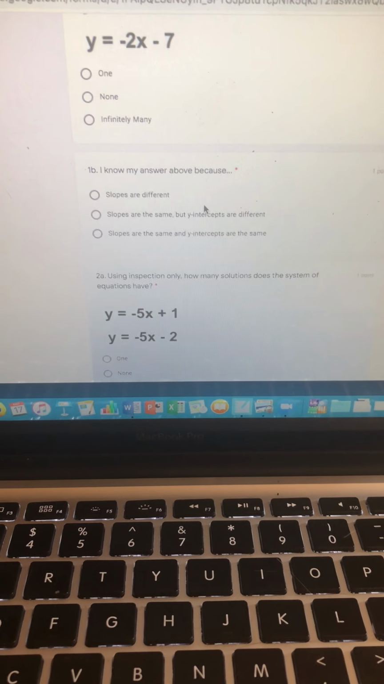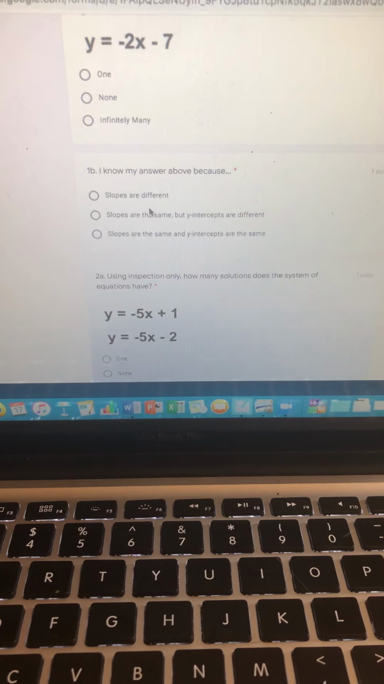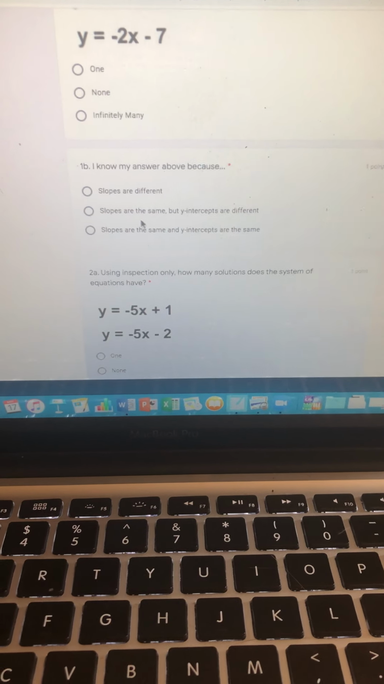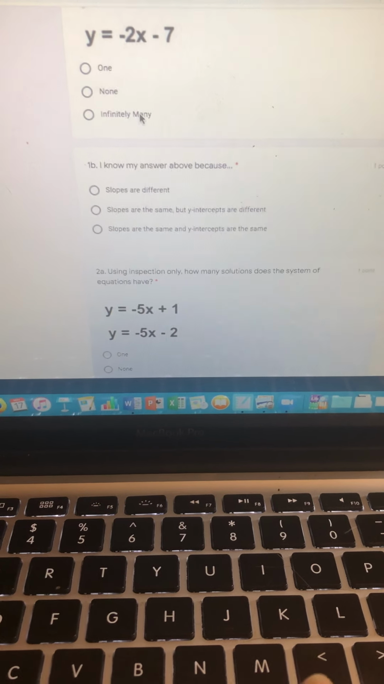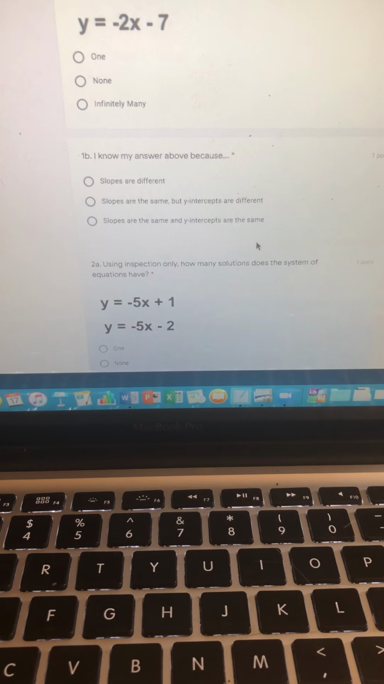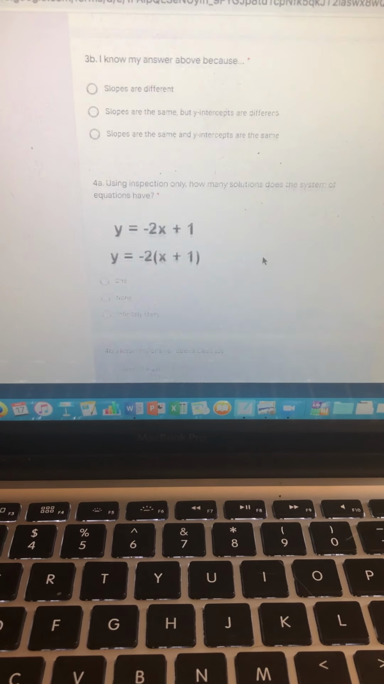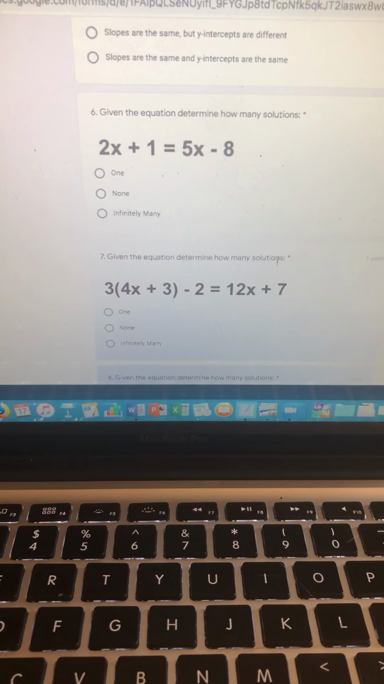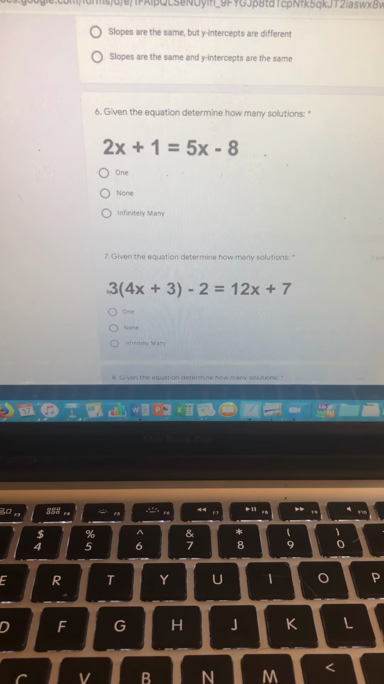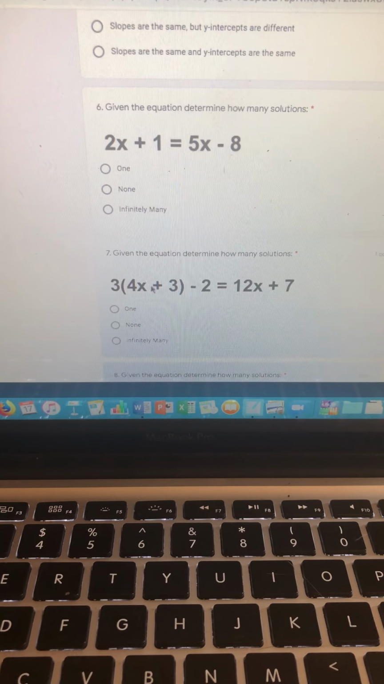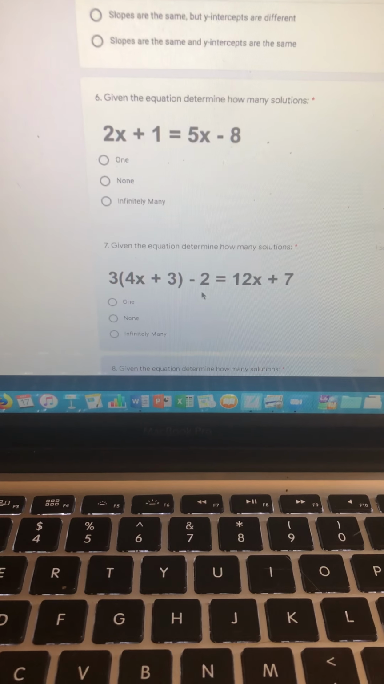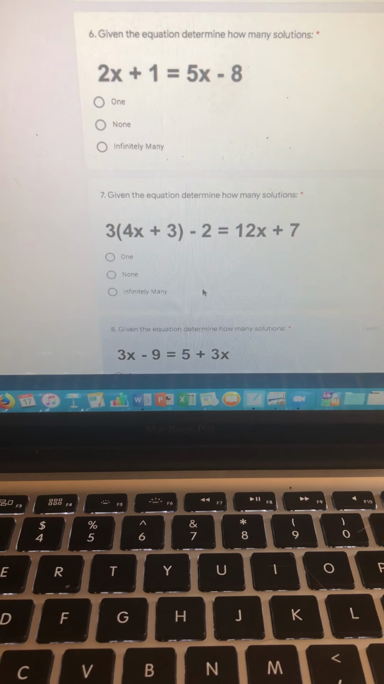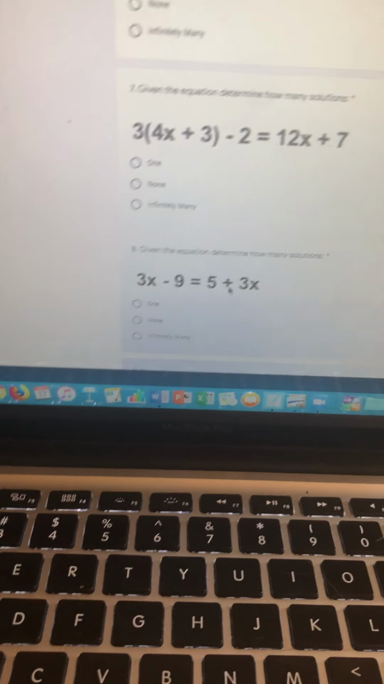So you'll say, if it was 1, because the slopes are different. If it was none, slopes are the same, y-intercepts are different. Infinitely many, slopes are the same, and the y-intercepts are also the same. And then there's a few on the bottom where you're given the equations. Some you're going to have to do a little more work for, where you'll have to distribute and then combine, and then you can use inspection to answer the same questions. How many solutions? 1, none, or infinite.